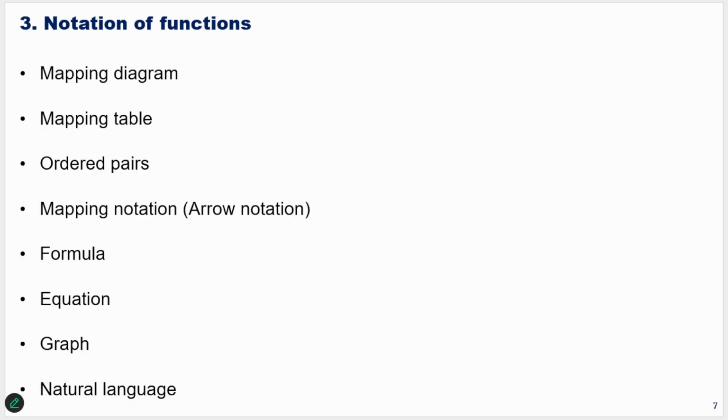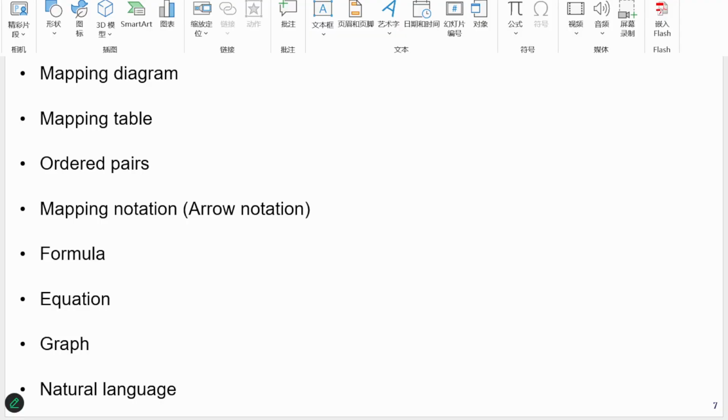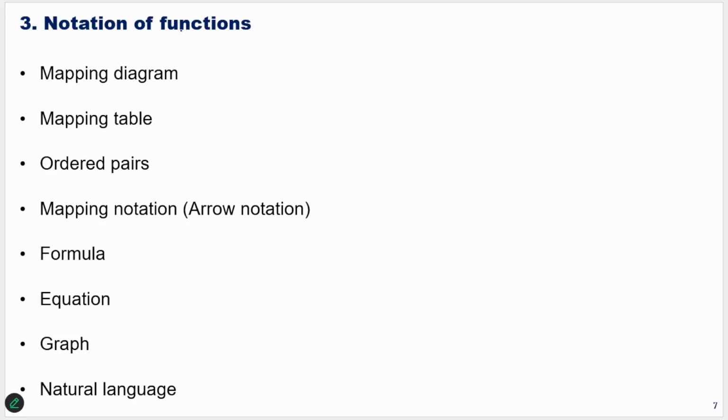For example, we have already seen the mapping diagram. So let's write an example here. For example, set x to set y. For example, you have 1, 2, 3, and A, B, C. And then this mapping relation is called a function from x to y, or y is a function of x, right? So mapping table is similar to mapping diagram.